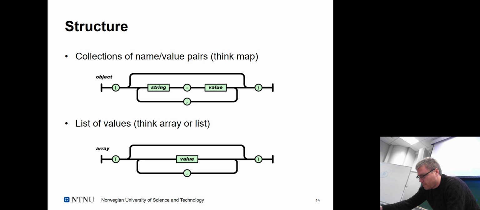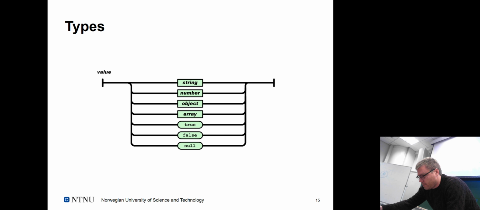Of course, it supports different types, right? So some typing is involved. String, number, object, array, and then of course the Boolean types and null. Do you consider this strongly typed or weakly typed? And why?